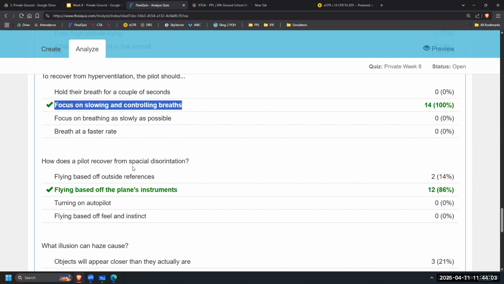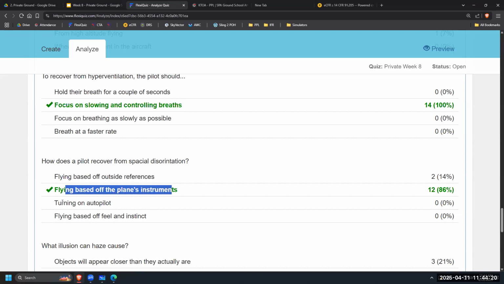Sweet. How does a pilot recover from spatial disorientation? Flying based off outside references. You probably don't want to do that. Flying based off the plane's instruments. That's absolutely correct. You just want to focus on especially your artificial horizon, the attitude indicator. Turning on autopilot could help, but this is like a proper FAA written question, right? There can be 3 right answers, but only one of them is going to be the absolute correct one, or the most correct one.